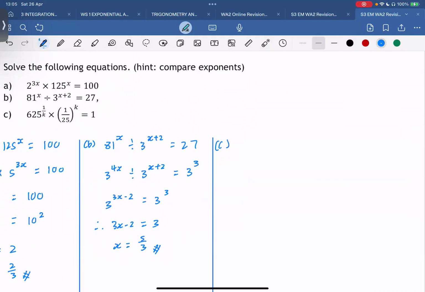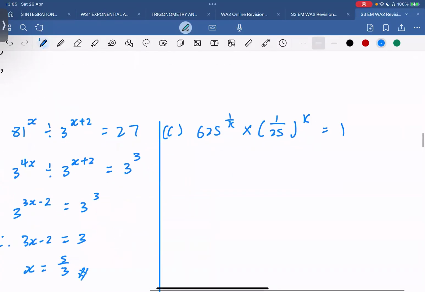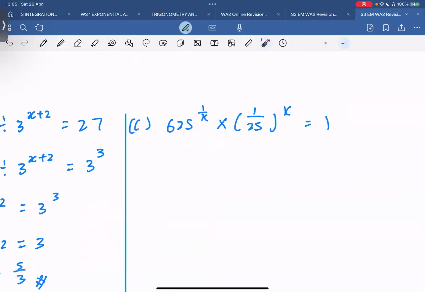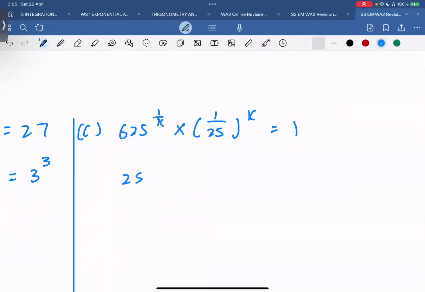Okay, lastly, part C. Okay, so 625 can be converted into 25 squared. So this will give us 25 to the power of 2 over k multiplied by, okay, so 1 over 25. Remember, in order to get rid of negative sign in the power, we just need to take the reciprocal. But same thing, we can also convert reciprocal back into negative power. So we will change 1 over 25 into 25 to the power of negative 1. So this will give us 25 to the power of negative k.